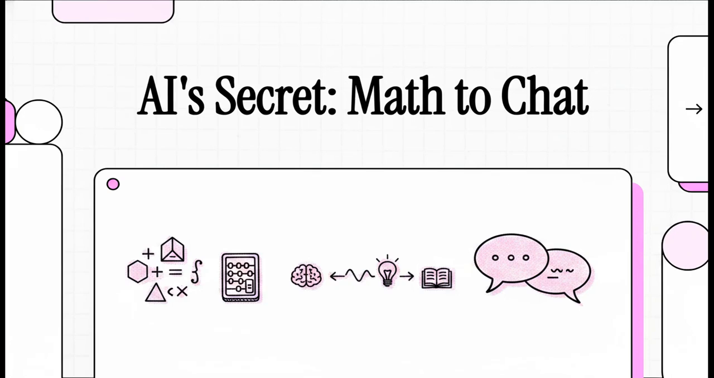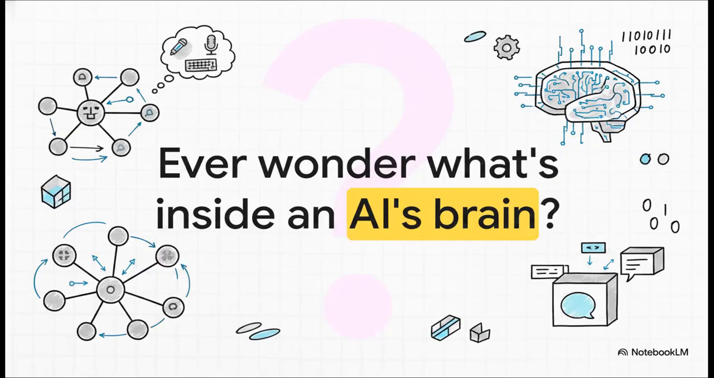Welcome to The Explainer. Today, we're pulling back the curtain on artificial intelligence. We're going to see how it goes from, believe it or not, super simple math, all the way to having an intelligent conversation. You know, we hear about AI, neural networks, ChatGPT, it's everywhere. But have you ever stopped to wonder what's really going on inside? I mean, how does a machine actually think? How does it take what we ask it and turn that into something that makes sense?